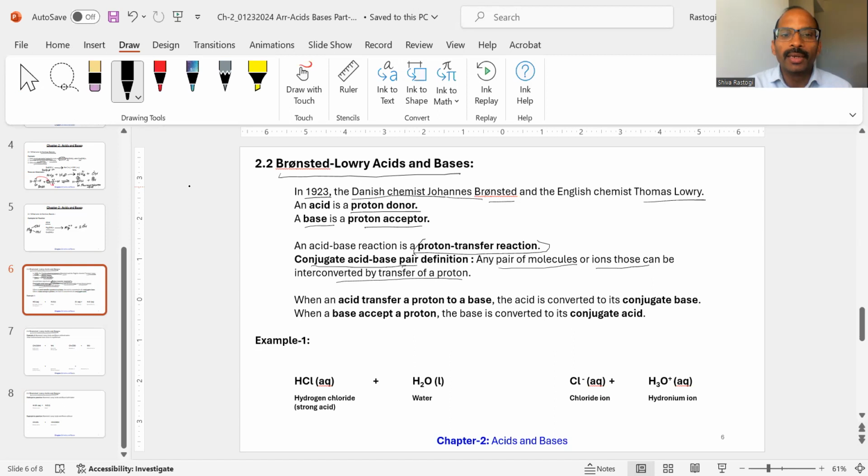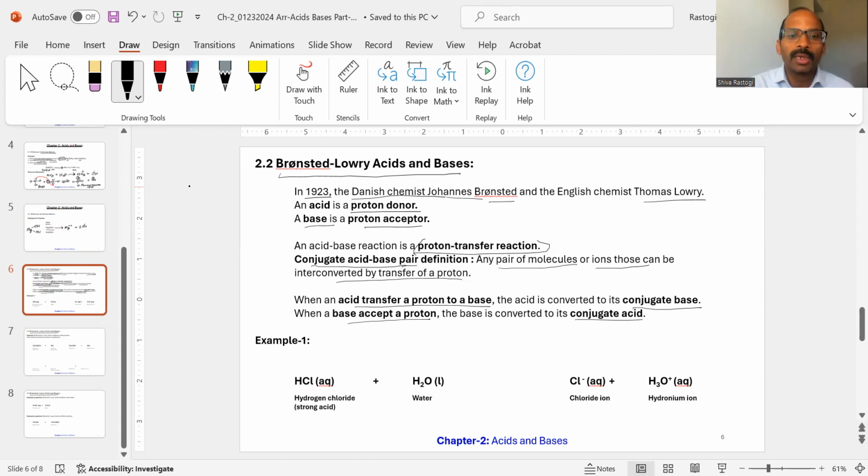When an acid transfers a proton to a base, the acid is converted to its conjugate base. This is very important. The acid transfers the proton to the base and the acid becomes a conjugate base. The base accepts a proton and is converted to a conjugate acid. So the acid becomes a conjugate base and the base becomes a conjugate acid after proton transfer.